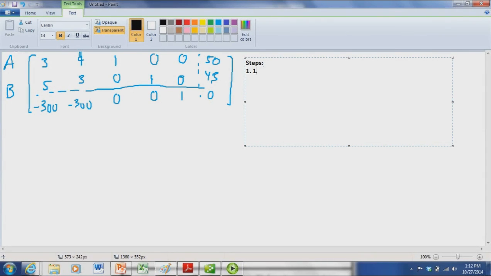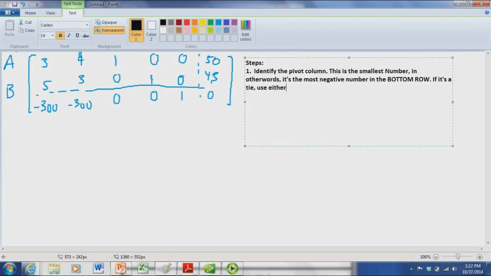Step 1. Identify the pivot column. And this is the smallest number. In other words, it's the most negative number. It's in the bottom row. Always look in the bottom row. And if there's a tie, use either. Doesn't matter.